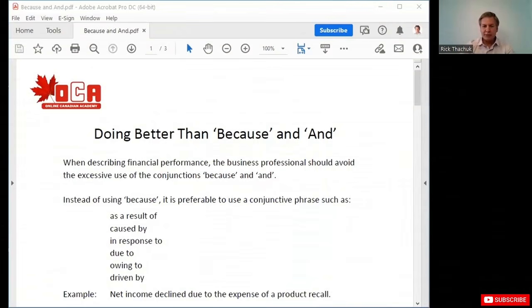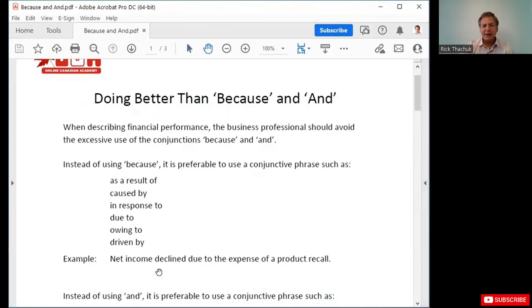Doing better than because and. When describing financial performance, the business professional should avoid the excessive use of the conjunctions because and. Instead of using because, it is preferable to use a conjunctive phrase such as a result of, caused by, in response to, due to, owing to, driven by. Example, net income declined due to the expense of a product recall.